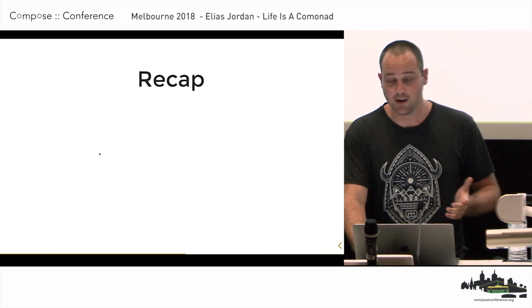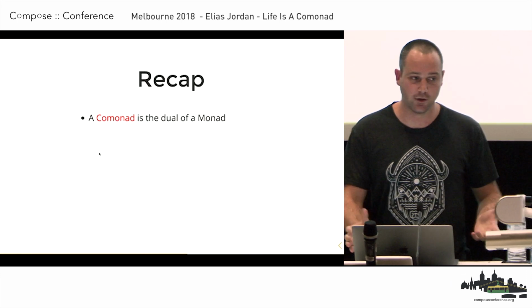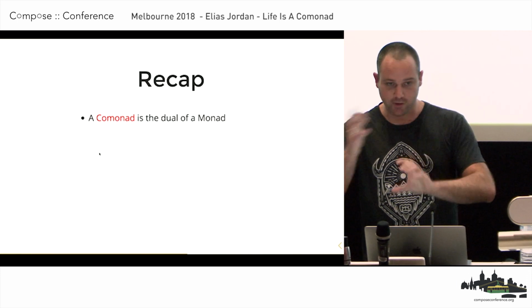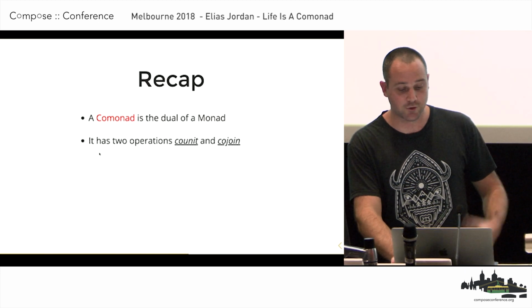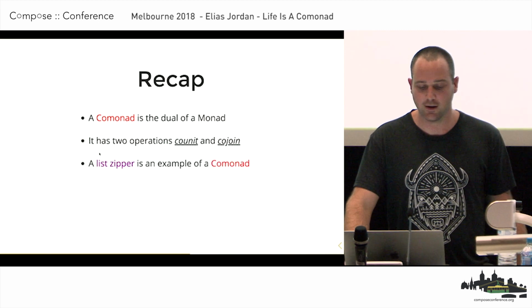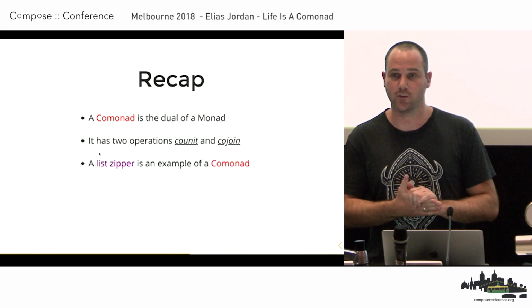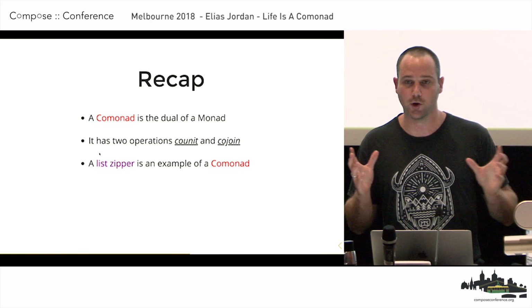So what we've seen so far is that a comonad is the dual of a monad, and we obtain the definition by simply reversing the arrows in the definition of monad. That has 2 operations, co-unit and cojoin. And a list zipper is an example of a comonad that conveys some intuitive understanding of how most comonads operate.